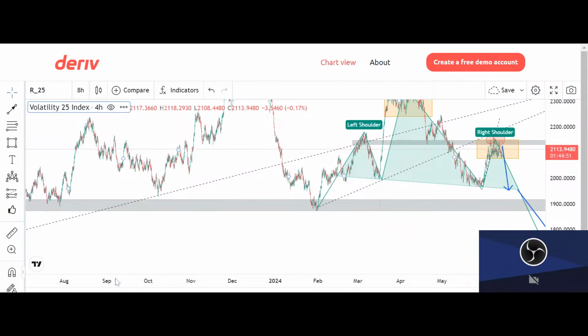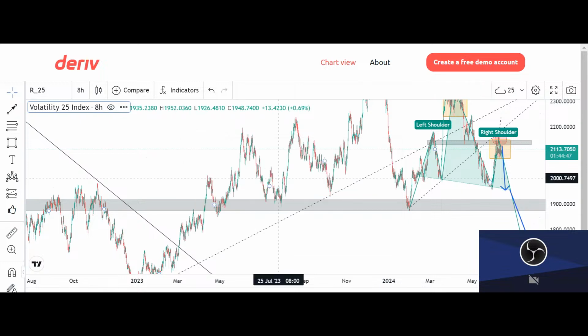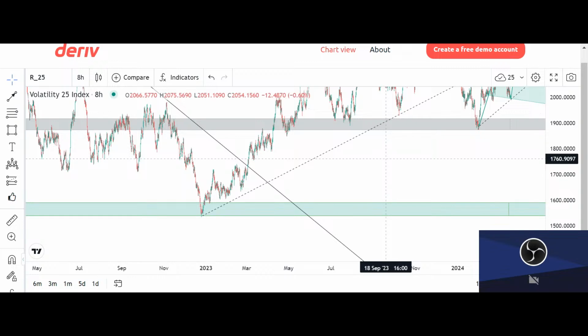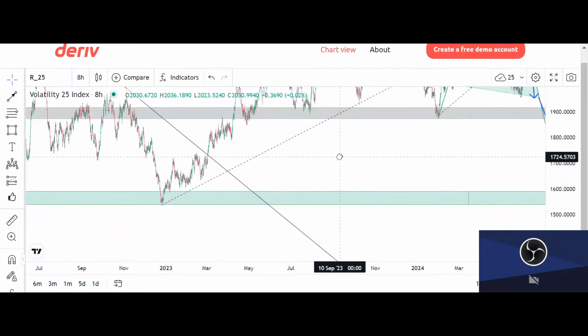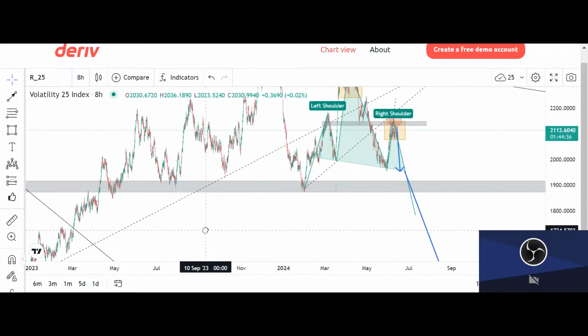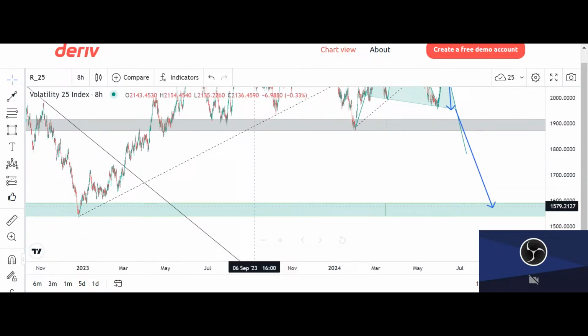Let's go to 8 hours. Let's see what happened when we were at the green zone on V25. So when we were at the green zone, guess what we did? We went back up, went very high. So in this case, we're likely going to do a double bottom, which will make us go up. So the ultimate move of V25 is to come back here and balance this green zone.